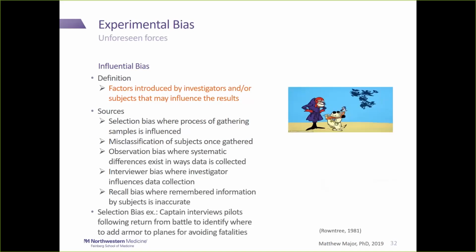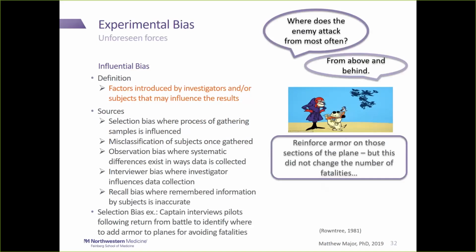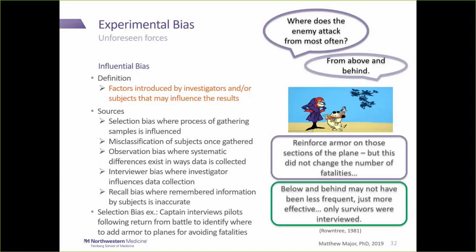Just to give an example of selection bias, I've always enjoyed this example. Let's say, for instance, a captain interviews pilots following their return from battle to identify where to add armor to plates for avoiding fatality. So the captain might ask, where does the enemy attack from most often? Pilot responds, well, from above and behind. So as a result, they reinforce armor on those sections of the plane, but this didn't seem to change the result. Didn't change the number of fatalities. Why was that the case? So below and behind may not have been less frequent, it's just that it was more effective. We had a selection bias, because only the survivors were interviewed in this case.